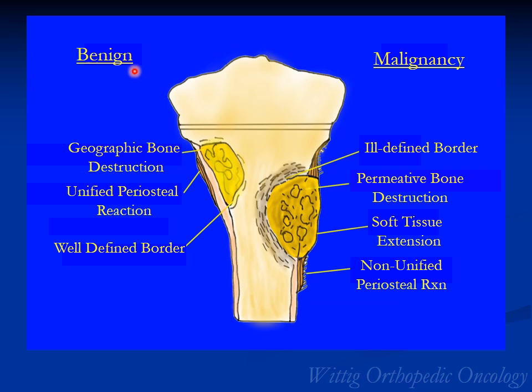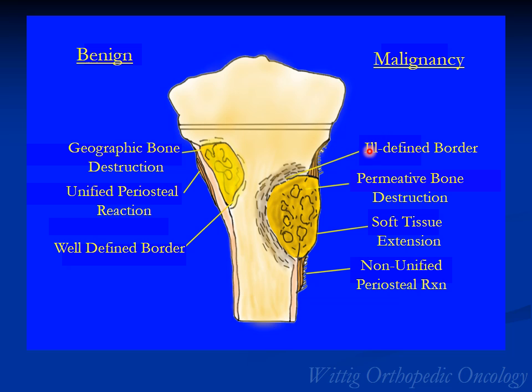So to summarize or reiterate, our benign tumors demonstrate a geographic pattern of bone destruction, may be associated with unified, uninterrupted periosteal reaction, may expand the bone or cause cortical thickening, and have a well-defined border, and may have a sclerotic rim around them.